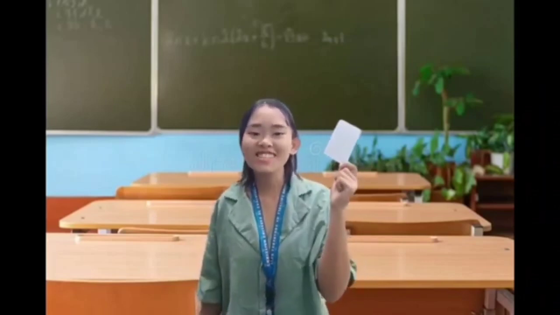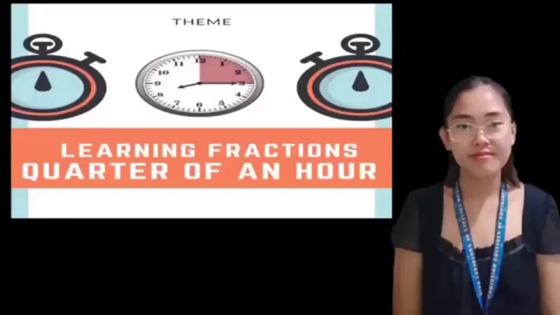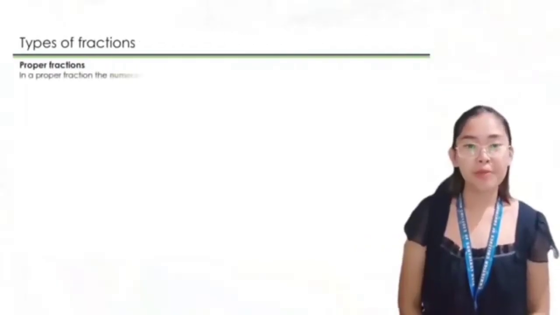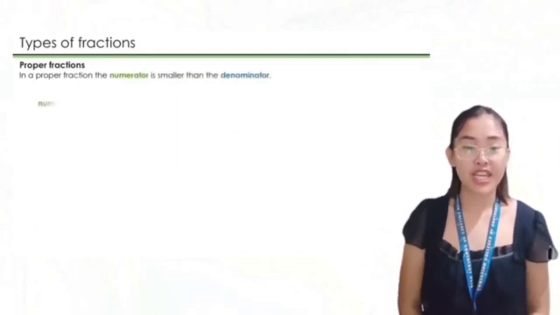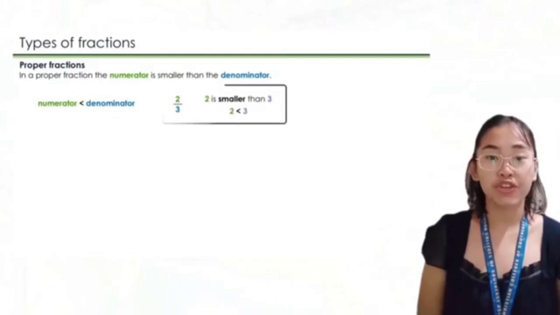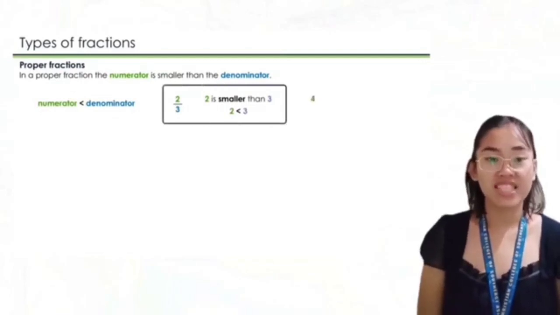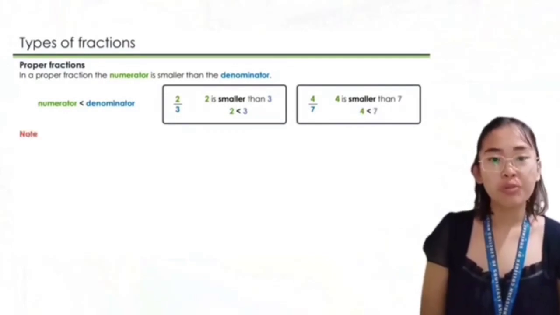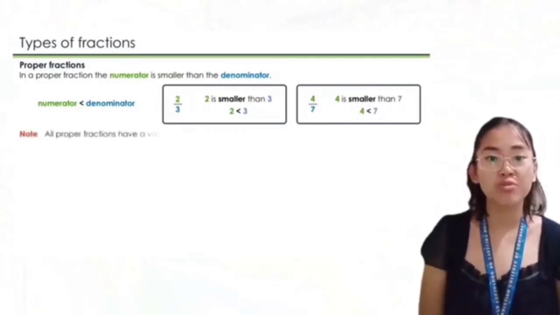Teacher, I'm done. Types of fractions. Proper fractions. In proper fractions, the numerator is smaller than the denominator. 2/3. 2 is smaller than 3. 2 is less than 3. 4/7. 4 is smaller than 7. 4 is less than 7. All proper fractions have a value smaller than 1.